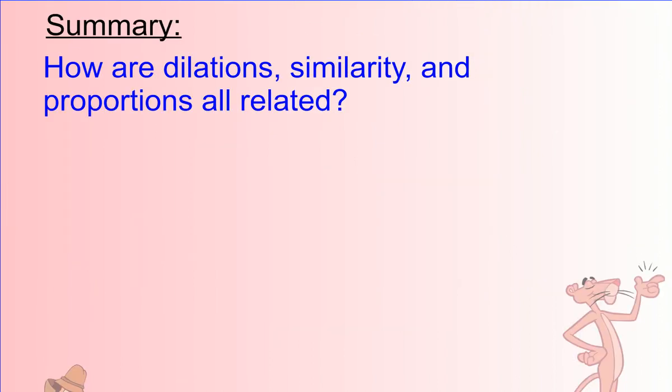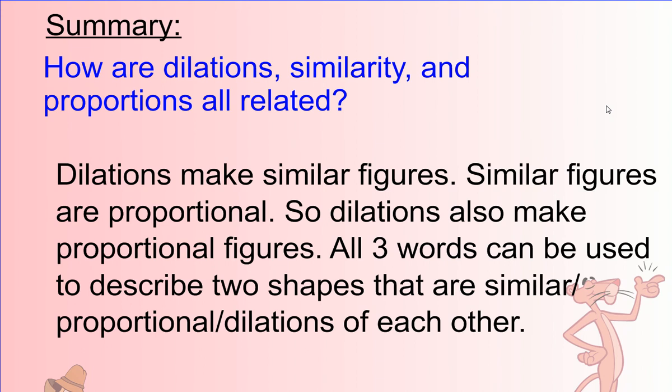If you could please, in the summary box, it asks, how are dilations, similarity, and proportions all related? Go ahead and pause the video and put down your thoughts. I have here, dilations make similar figures. Similar figures are proportional. So dilations also make proportional figures. All three words can be used to describe two shapes that are similar, proportional, or dilations of each other. So they're all very, very much related.